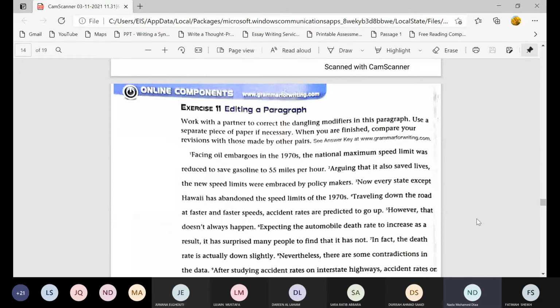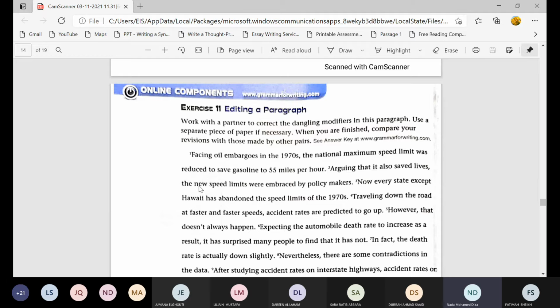Excellent. Because facing here is not referring to the government's reduction, it refers to what? The national maximum speed limit was reduced. So what faced oil embargoes? Countries or governments? So I can say after the government faced oil embargoes in the 1970s, the national maximum speed limit was reduced. Yes, so you change it here and make it a verb. So facing oil embargoes in the 1970s, the government decided to reduce the national maximum speed limit to save gasoline to 55 miles per hour.